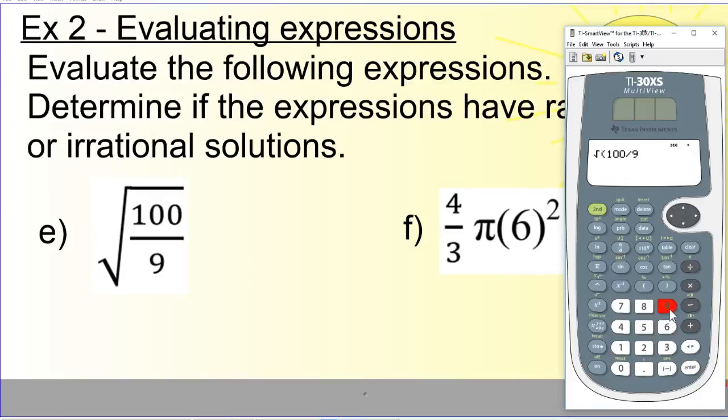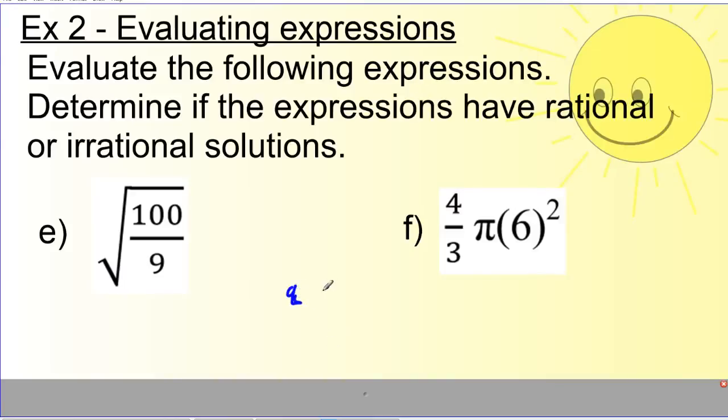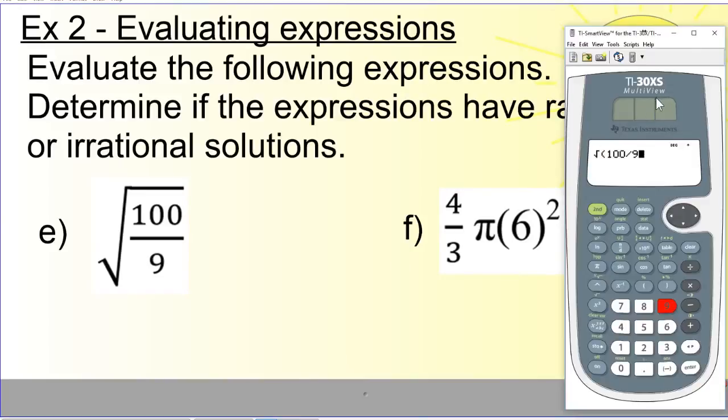Fraction 9. Now, on your calculator, instead of showing a slash, it makes a little, I think it goes the other way. It looks like a little L thing. So either way, if you're using the TI-30X2S, it doesn't show the fraction bar. It'll show a little L-looking thing. But let's see what this comes up with. 10 thirds. So the square root of 100 ninths is 10 thirds.